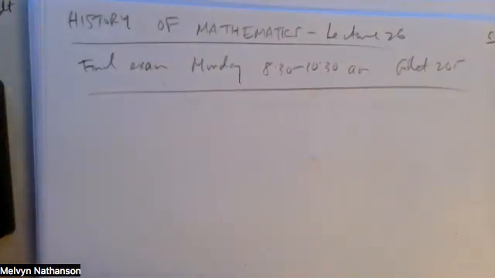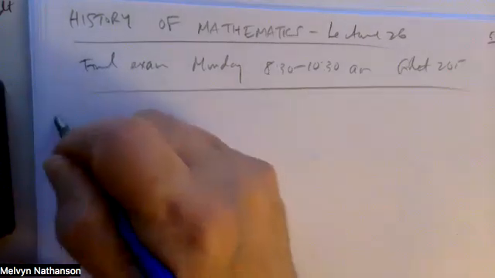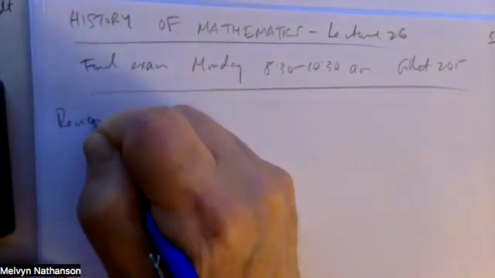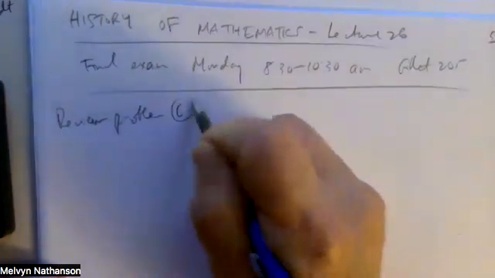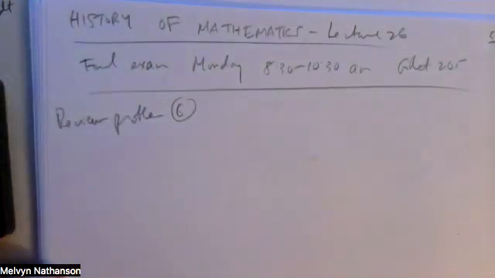Professor, can we do problem 6 from the final? Problem 6 from the review sheet? Yes. Okay, sure. So review problem 6 is to define rational, algebraic, and transcendental numbers.